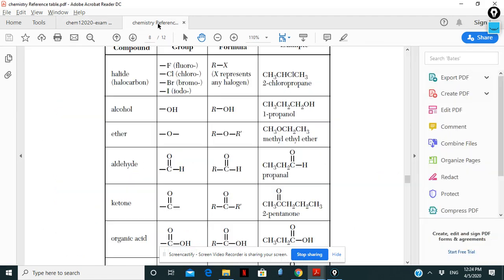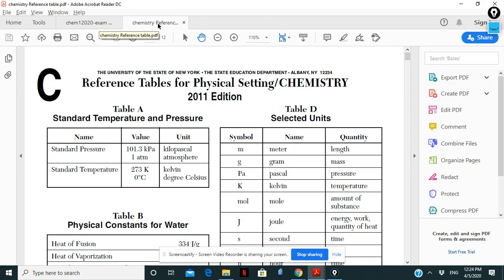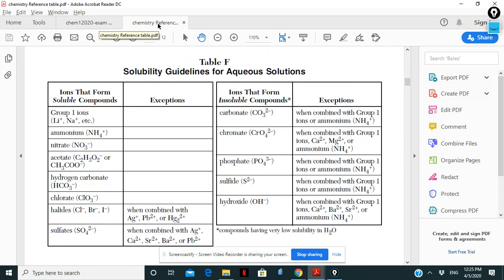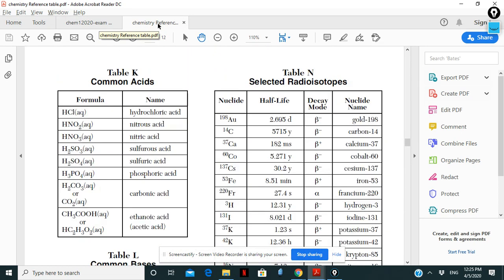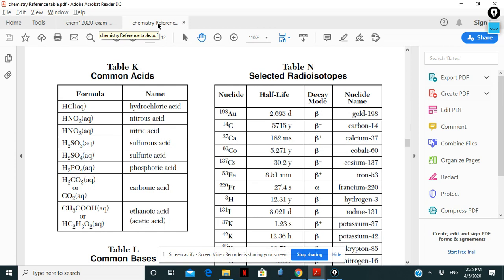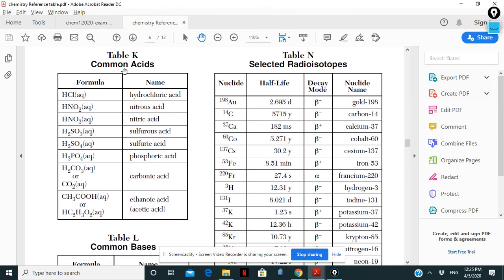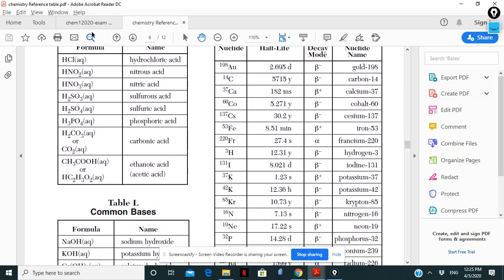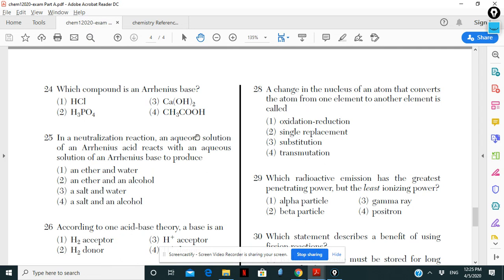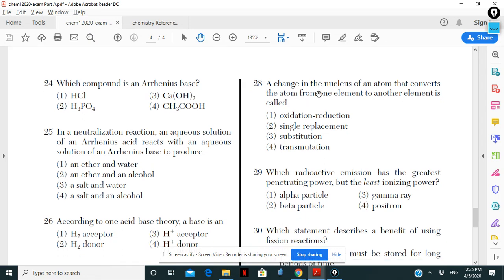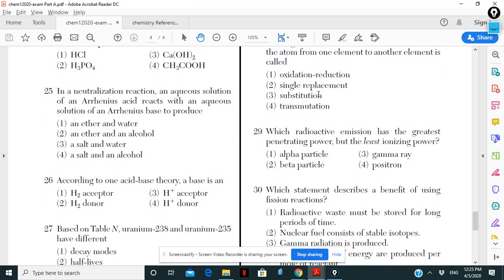If you don't know, you can go to the reference sheet, page 2? No. Page 3? No. What's the page number? Page 6. So over there, that's acid, that's base. HCl is an acid, organic acids are here, and phosphoric acid there. The only base is calcium hydroxide.